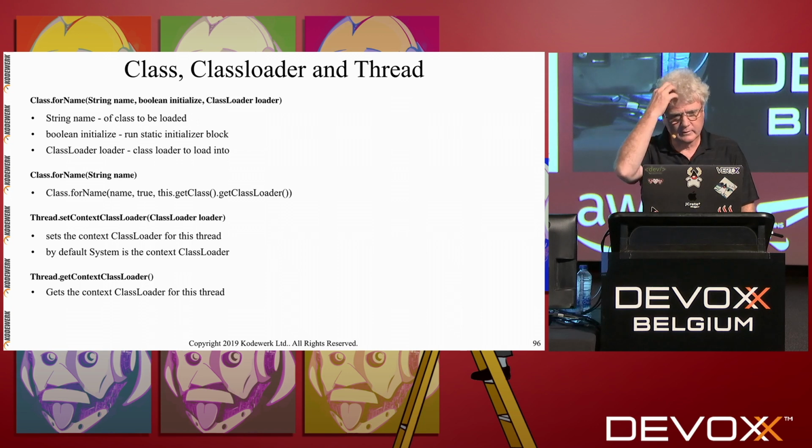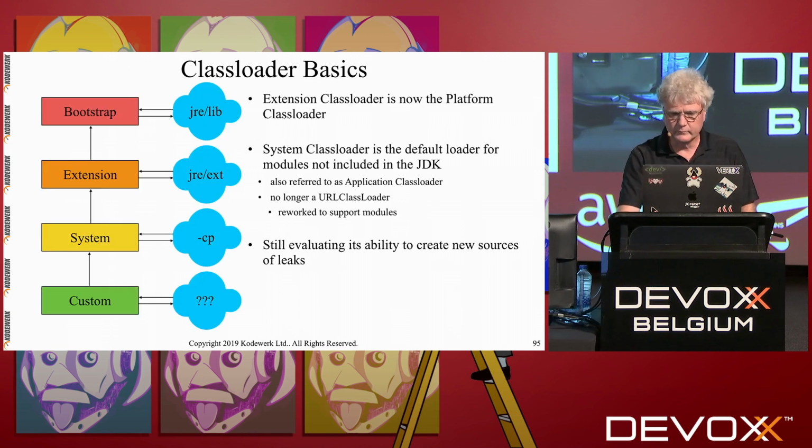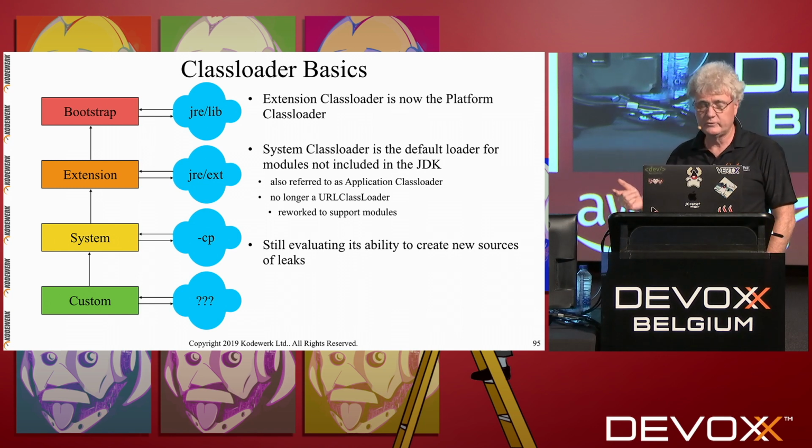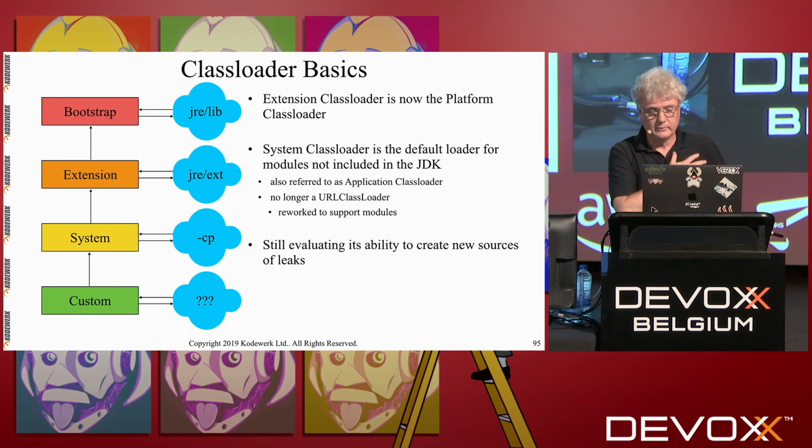Okay, so anyways, this is a little bit more about, what did I miss here? Yeah, so with modularity, the extension class loader is now the platform class loader. The system class loader is the default class loader for modules not included in the JDK, right? So it's also referred to as the application class loader. So it's no longer what's known as the URL class loader, which was the old system class loader. So anyways, there have been some changes in class loading just to support modularity, and we're still sorting out what new memory leaks are in there because of this type of change.